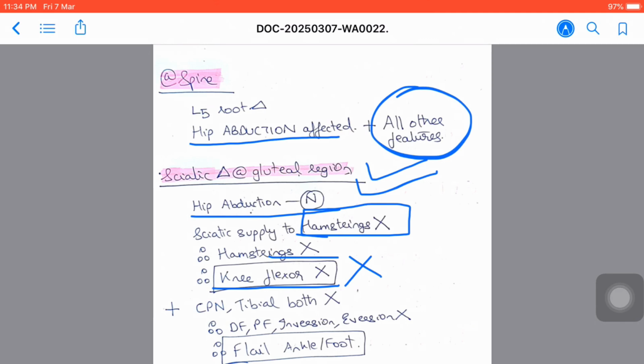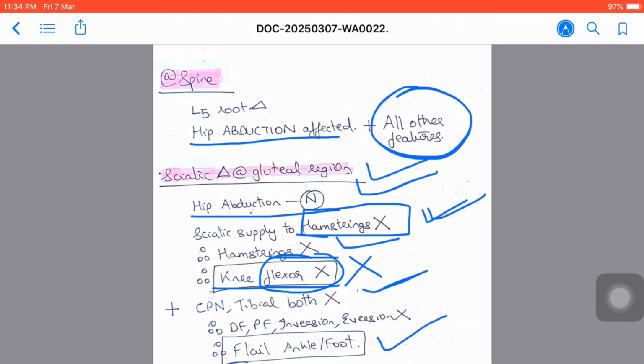Now what happens if it happens at the level of the gluteal region? The sciatic supply to the hamstring occurs just proximal to the division at the superior pole of the popliteal fossa, as we discussed. So the sciatic supply to the hamstring is lost. Once the hamstring supply is lost, what is lost? Knee flexion. Knee flexion is lost. Additionally, distally, everything is lost. Distally, common peroneal and tibial are both lost. So dorsiflexion, plantar flexion, eversion, everything is lost. So there is a flail ankle and foot.